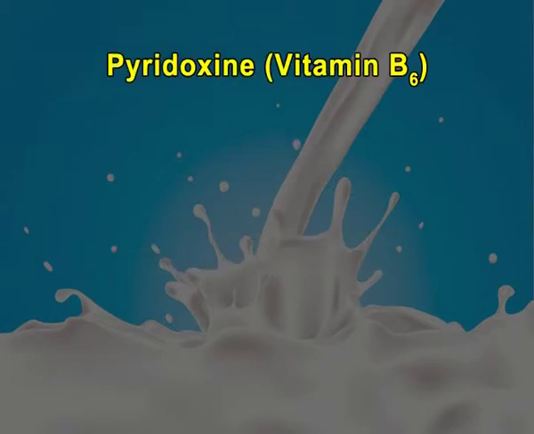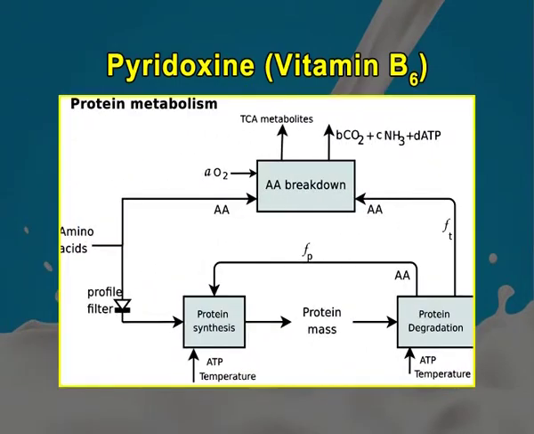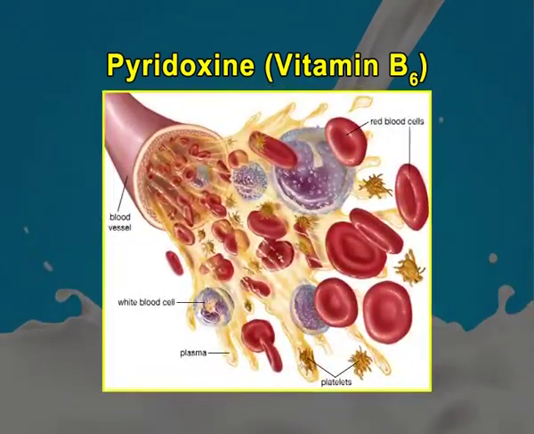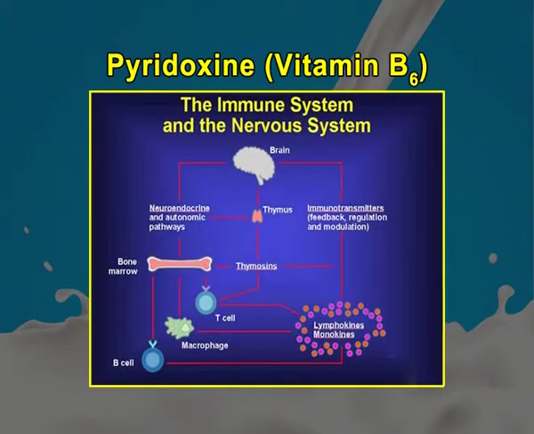Pyridoxine or vitamin B6 is an essential vitamin involved in protein metabolism and is required for the formation of red blood cells and for maintaining a healthy immune and nervous system. This vitamin is only present in small amounts in the milk.